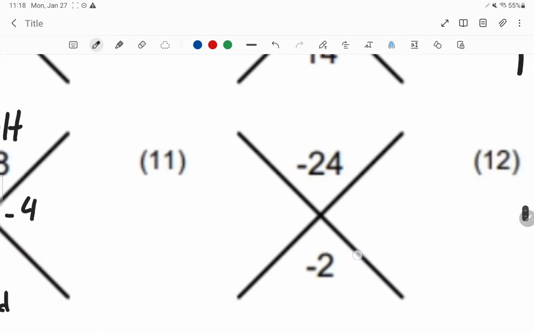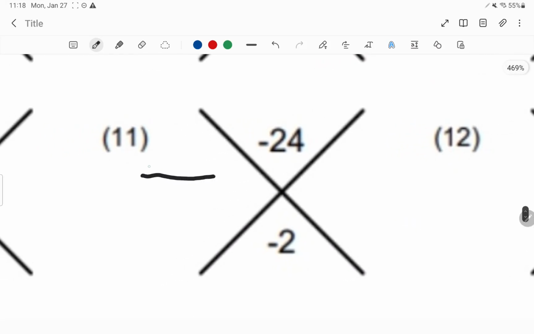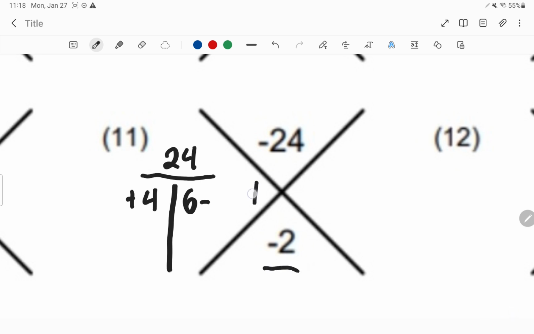Okay, let's move it this way. 24. Now we break down 24. What gives me 24? 4 and 6. But now in this case, the 6 has to be the negative one, and the 4 has to be the positive one, because we want that negative 2 whenever I add them. So it's going to be 4, negative 6.